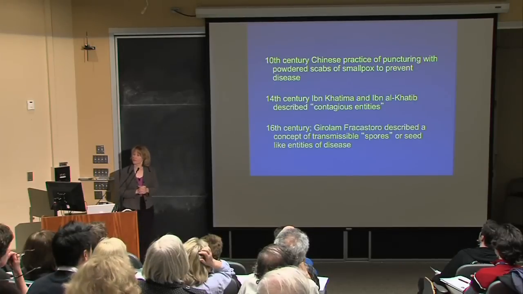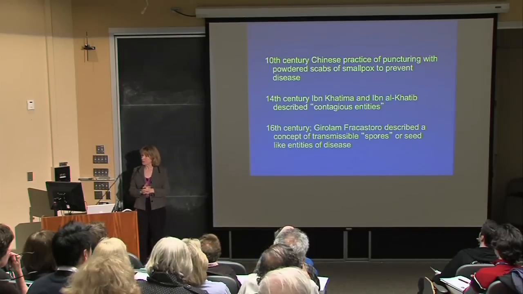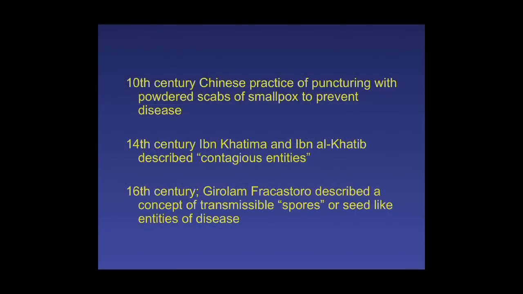We know that in 10th century China, there were practitioners who were taking dried smallpox lesions, powdered pox, if you will, and puncturing it into other people to try to prevent it from happening. This is a procedure called variolation because smallpox is variola. Now, undoubtedly, people died from that, but maybe some people became immune by that practice as well.